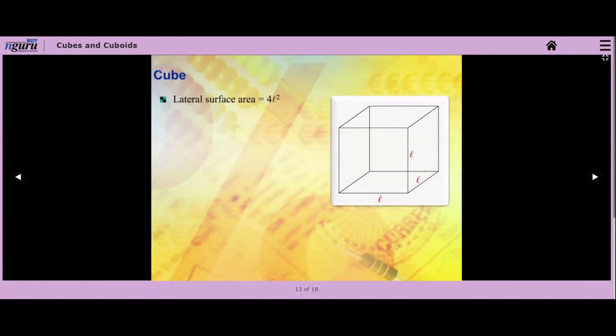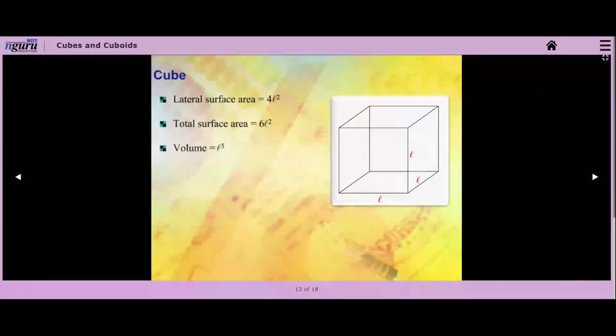If L is the side of a cube, then the lateral surface area of the cube is 4L square and the total surface area is 6L square. Surface area is measured in square units. The volume of the cube is L cube. Volume is measured in cubic units.